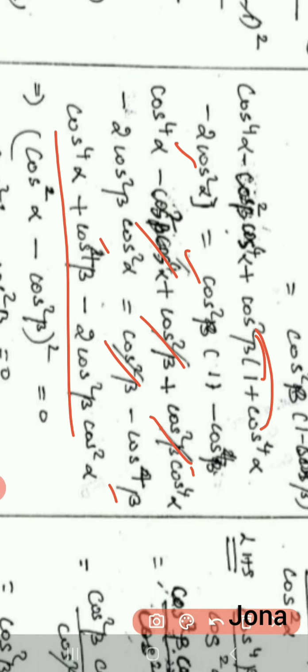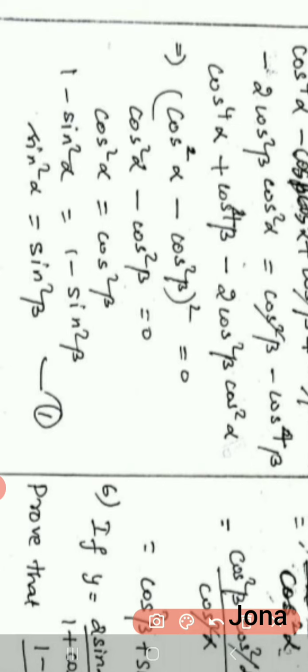equal to 0. Here it is equal to 0, and then this can be written as the identity a square minus 2ab plus b square, that is a minus b the whole square. So I can take this as cos square alpha minus cos square beta the whole square equal to 0. That implies cos square alpha minus cos square beta equal to 0.